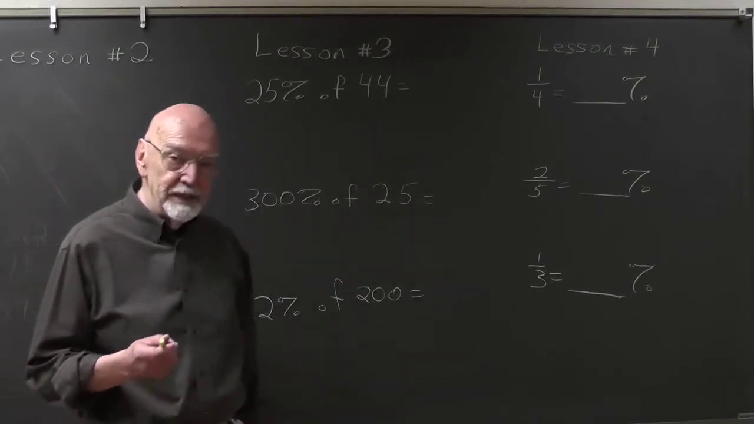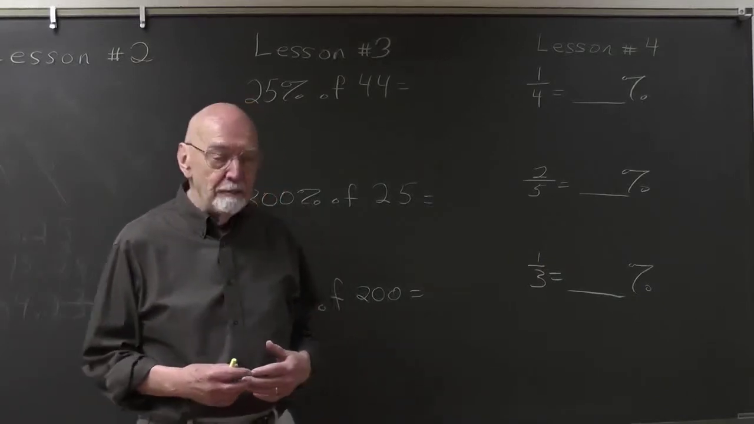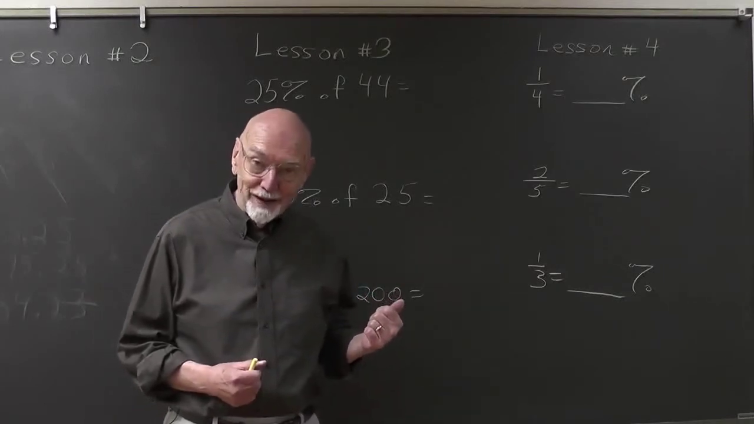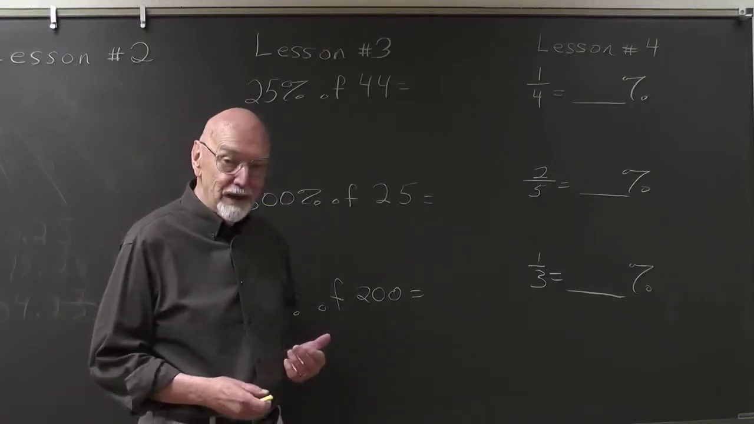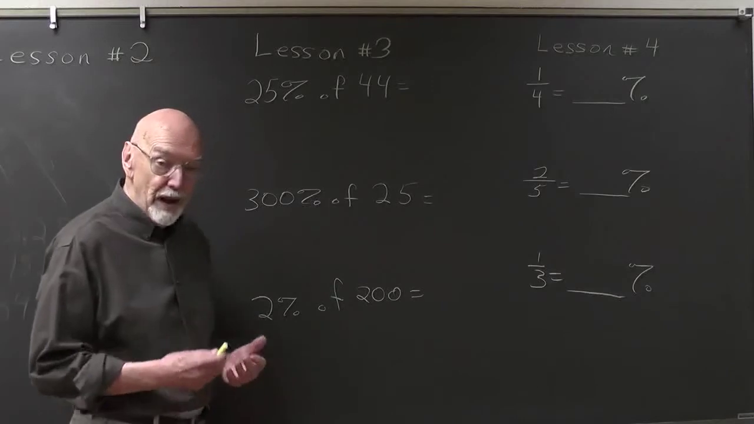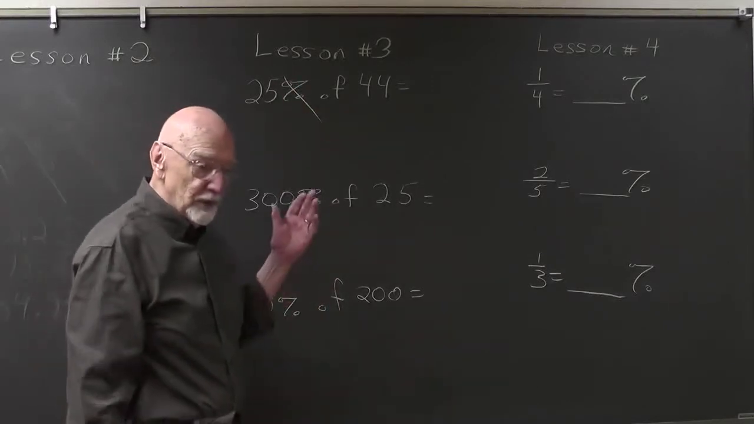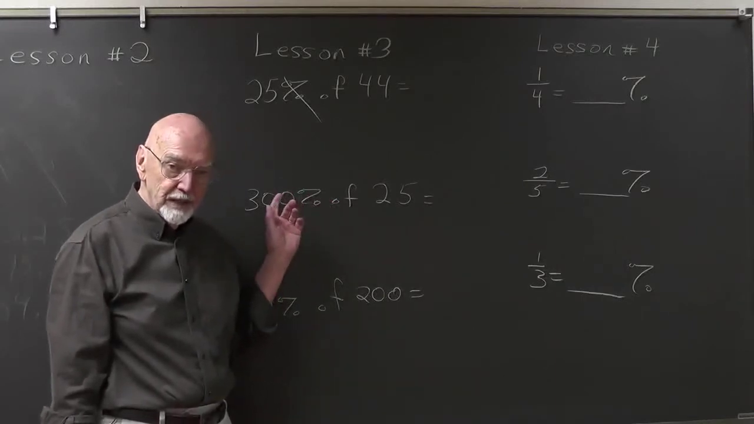Now, there are many different ways to work any math problem, but I'll be showing you the simplest way in everything that we do. So the simplest way to find percent would be like this. First, drop the percent sign. Then we're going to move the decimal point 2 places to the left.